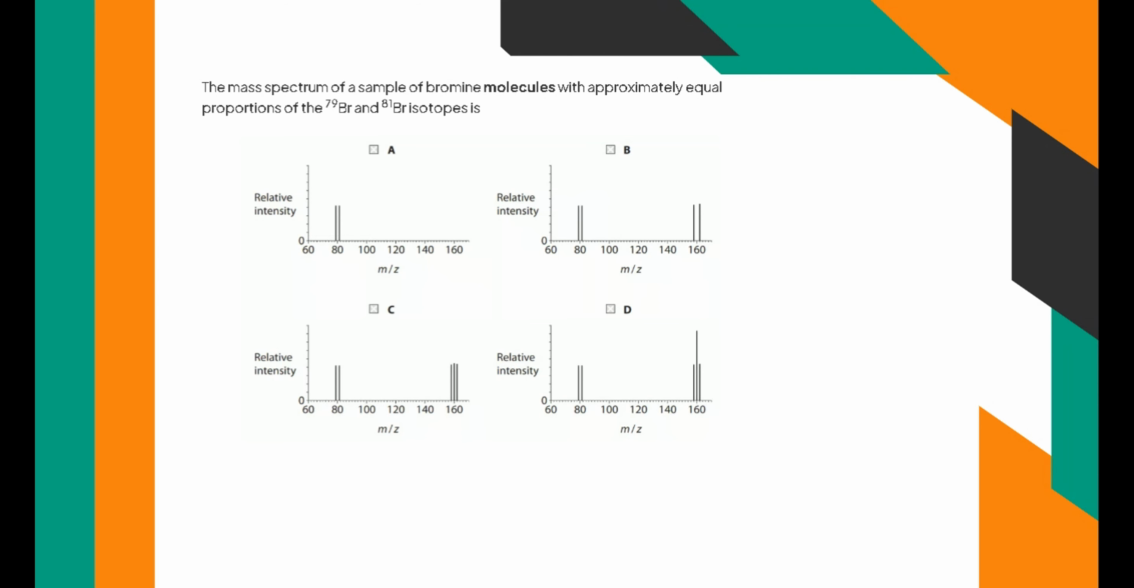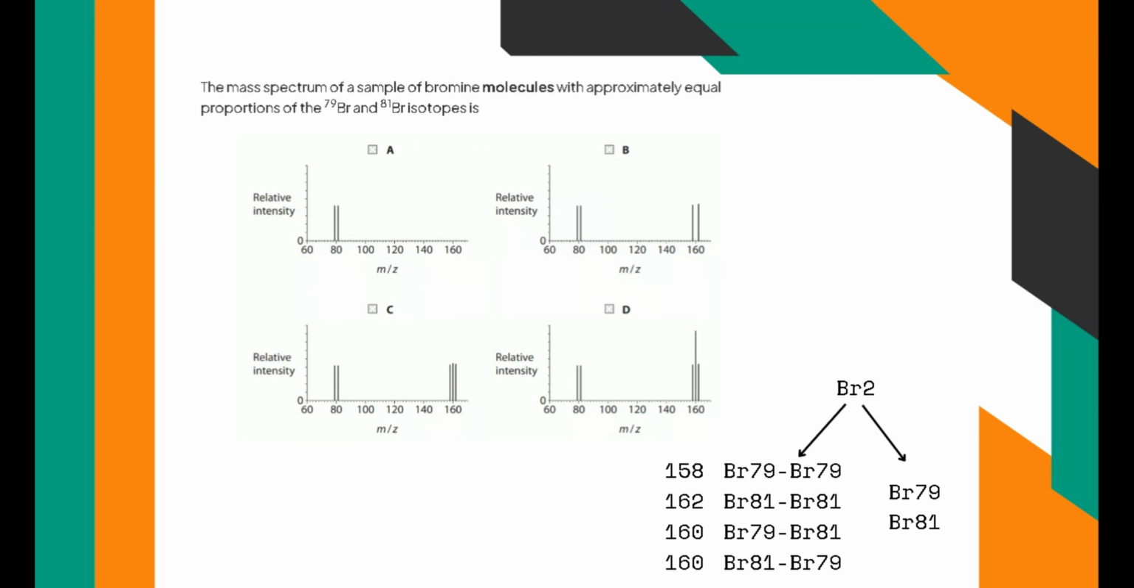The mass spectrum of a sample of bromine molecules with approximately equal proportion of 79Br and 81Br isotopes is... And we have 4 graphs. The question says 2 isotopes of Br with equal abundance. If you remember, a diatomic molecule will give molecular peaks and atomic peaks. In option A, we don't have molecular peaks, so it's not our answer. Let's look at all possible fragments or molecules.